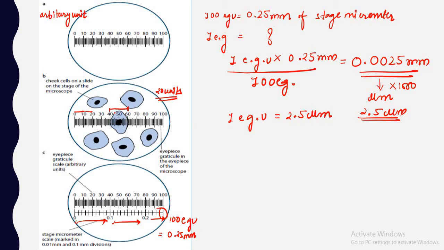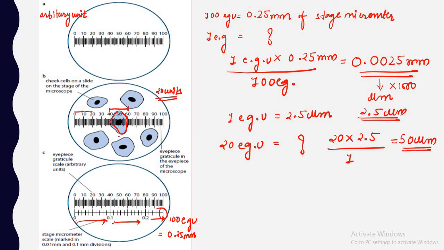And here we have noticed the one cheek cell. Right here it is 20. So 20 eyepiece graticule units will be how much? So that will be 20 into 2.5 divided by 1, which is somewhere around 50 micrometers. So your size of the cheek cell is 50 micrometers. Here you have the unit now. Yes, I hope I am getting clear.